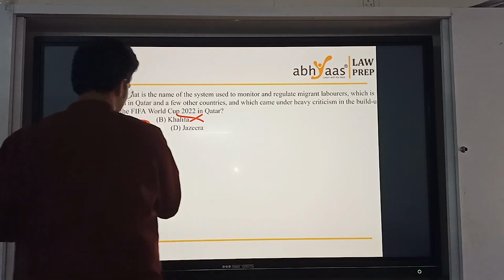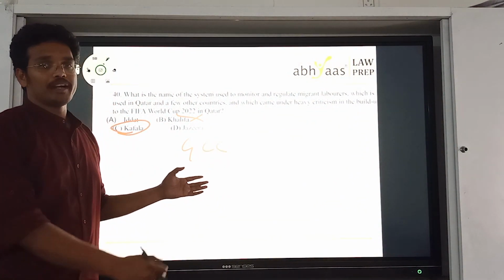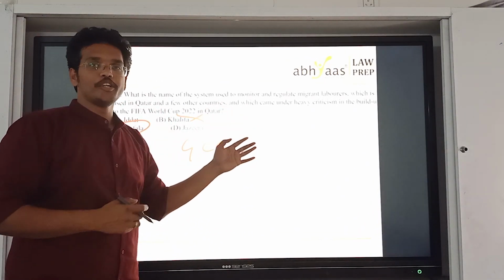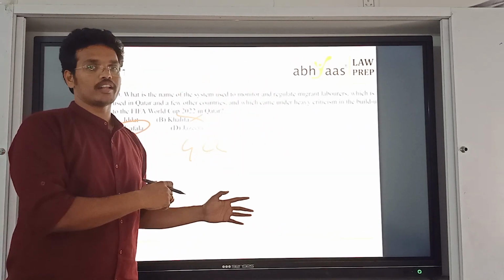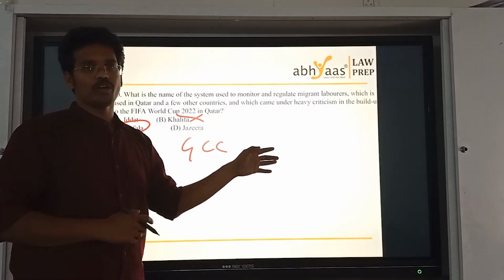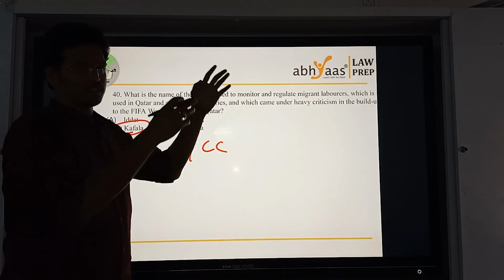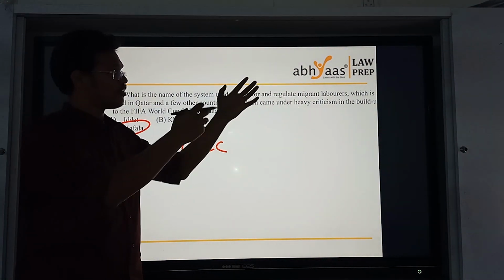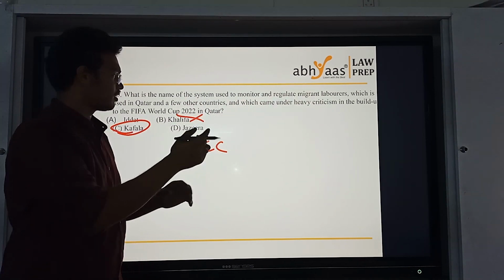This system is usually followed in all the Gulf Cooperation Council countries, but it is believed that Bahrain and Qatar discontinued the system, but the enforcement is not up to the mark. Though officially they have removed the system, in reality they are still following it, and because of this there is a lot of issue, because Qatar is hosting a World Cup and on the other side is not following the human rights of the migrant laborers. So because of this, Qatar is in the news.